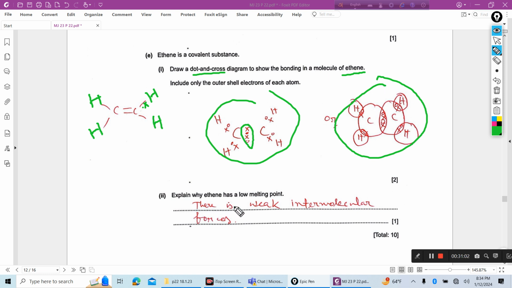Explain why ethene has a low melting point. Low melting point, they have weak intermolecular forces. So you can write answer, there are weak intermolecular forces. That's why ethene has low melting point.